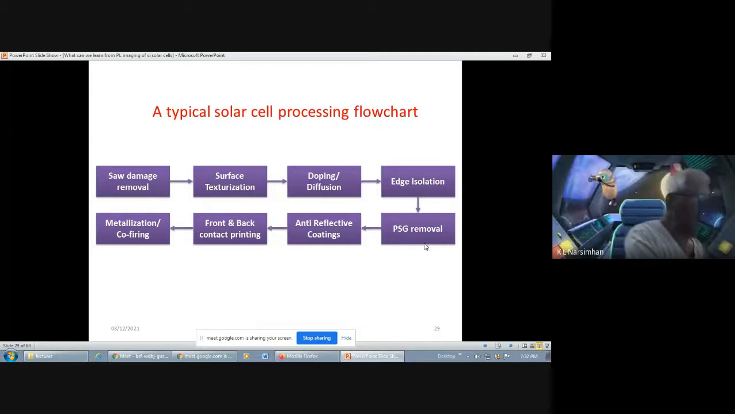Now, how do you know what you are doing at different parts of this process? What I'm going to do is, at different parts of this process, I'm going to take out one wafer and look at the luminescence imaging and try to come to some conclusion as to what step is making it good and what step is making it bad. So there are 8 process steps, and the details of this process are not so important.